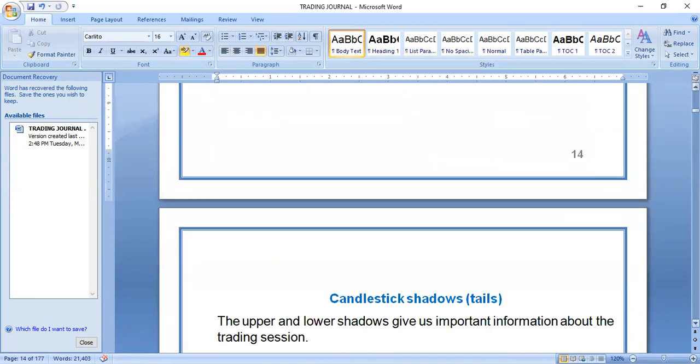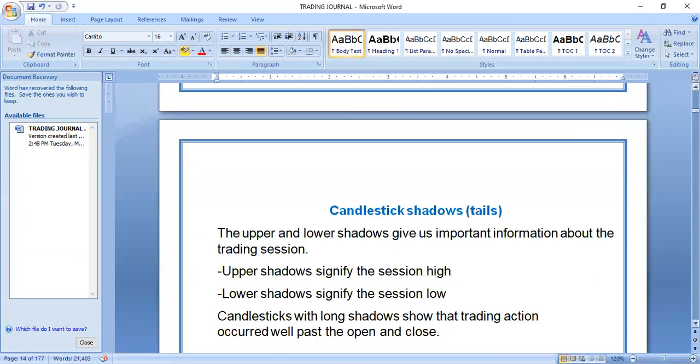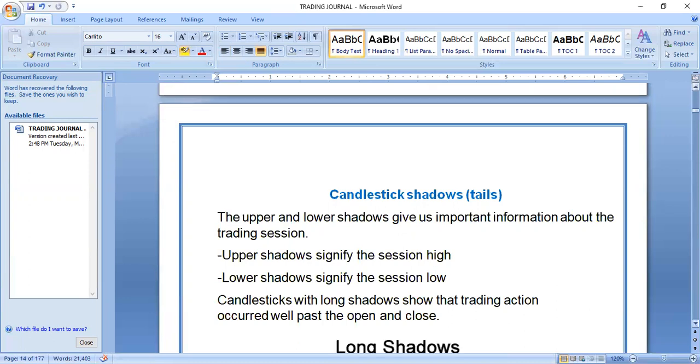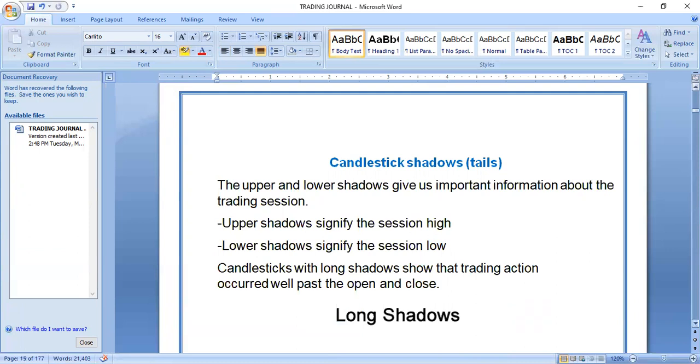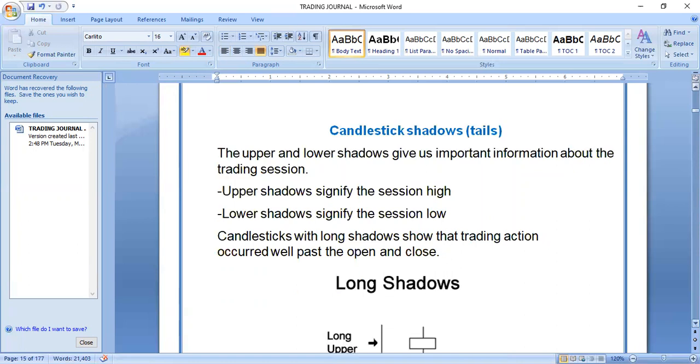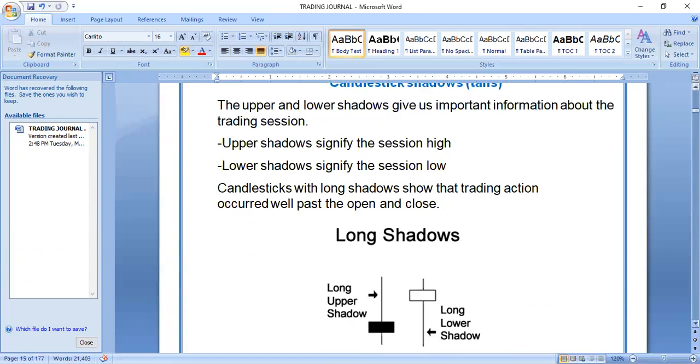Then you have the candlestick shadows or tails. That one I talked about previously, the wicks or tails. The upper and lower shadows give us important information about the trading session. Upper shadows signify the session high, lower shadows signify the session low. Candlesticks with long shadows show that trading action occurred well past the open and the close.